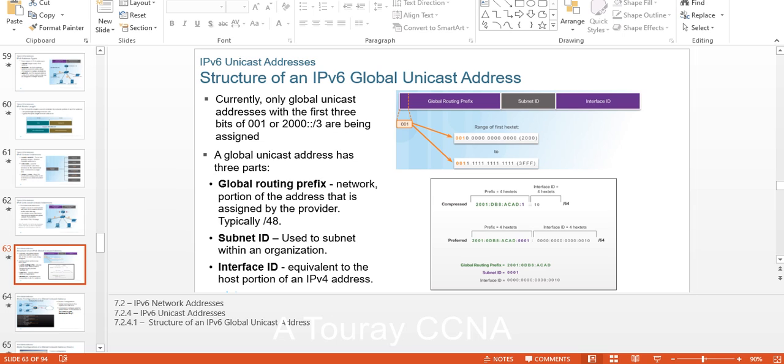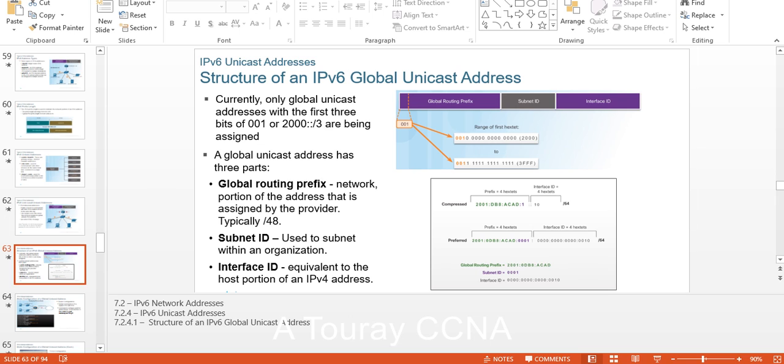Alright, so the structure of an IPv6 global unicast address is this way. That's how it looks. 2000::/3 is assigned for the global unicast address, and the global routing prefix, the network portion of the address that is assigned by the provider, is typically 48 bits. So you can be asked in an exam, the global routing prefix is what? It is 48 bits. Global routing prefix is 48 bits for IPv6.